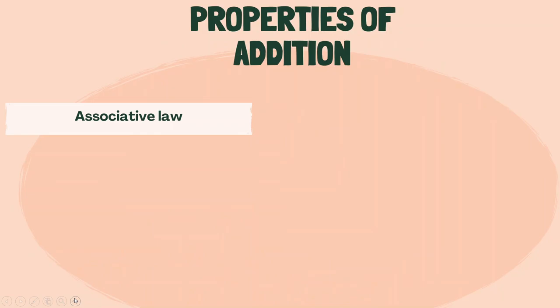Third property is known as associative law. Associative law means what? Here we will take not two but three integers. Let's take them as a, b, c. Then according to associative law, a plus b added first, then added with c will always be equal to a plus b plus c, with b and c added first and then a is added, like a plus (b plus c) in bracket. So these two values will always be the same.